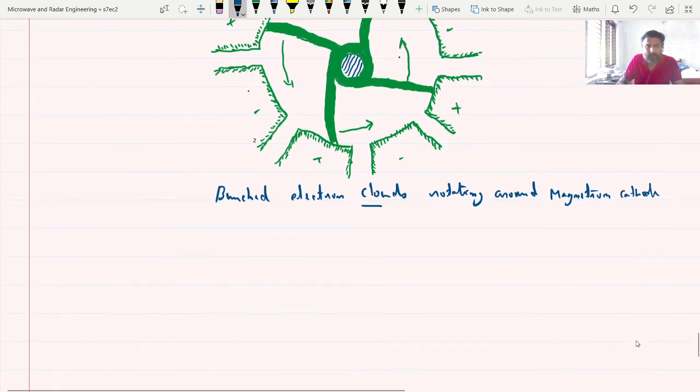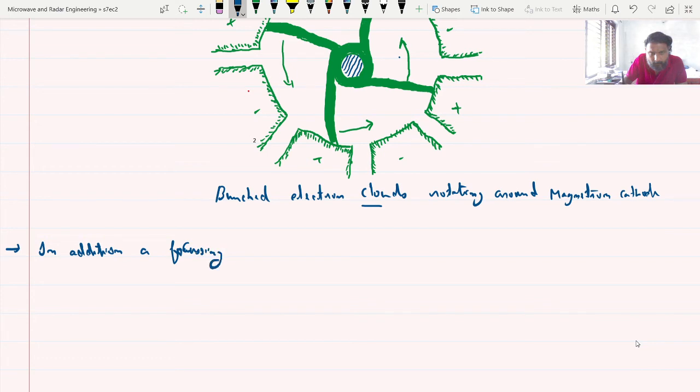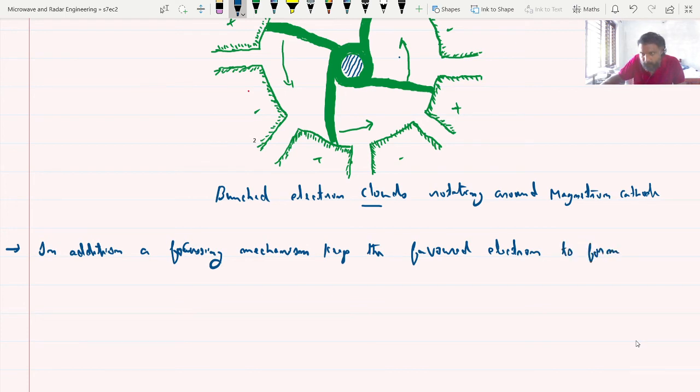I will write that final point, that is, in addition, a focusing mechanism keep the favored electron to form a cloud, as shown in above figure.